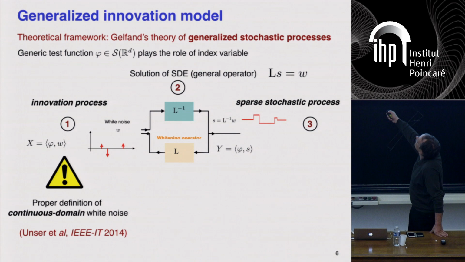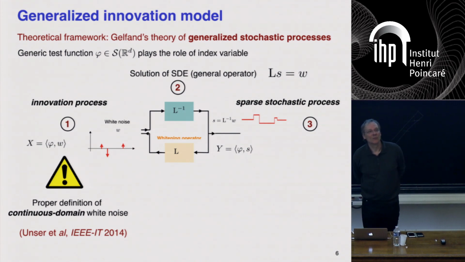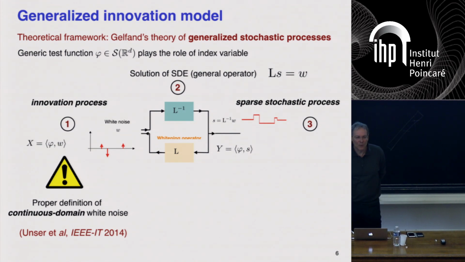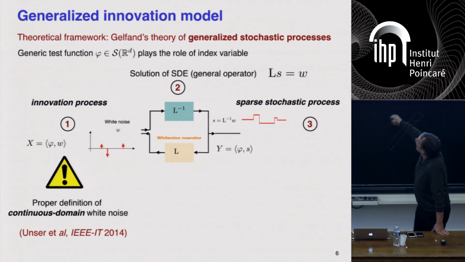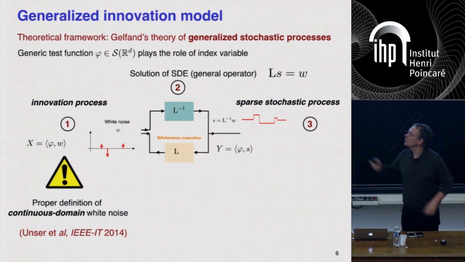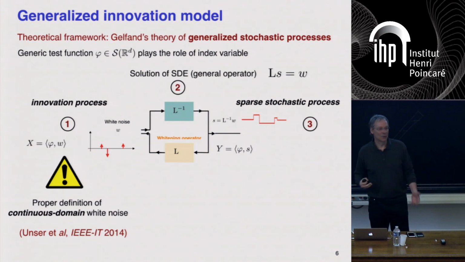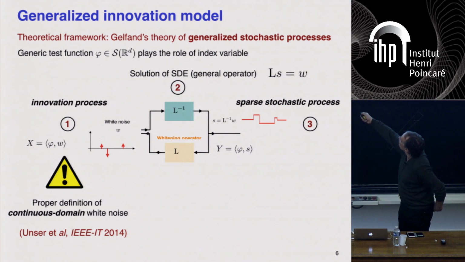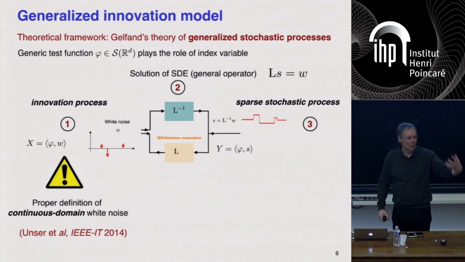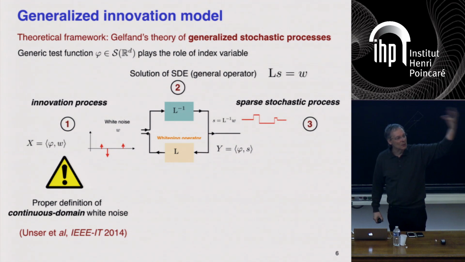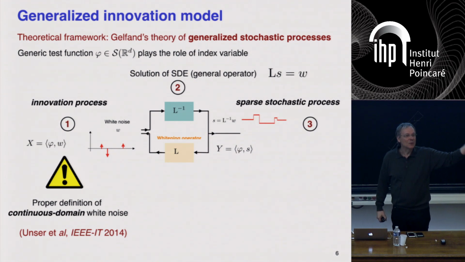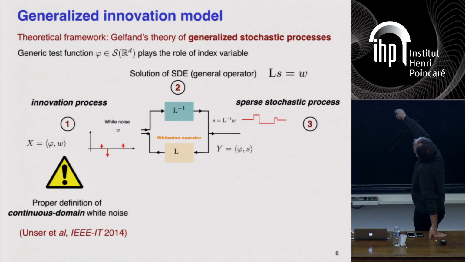They are objects that you can see as random tempered distributions. And you don't look at them pointwise. Actually, what you do, as with a distribution, is look by taking inner products with a test function. If this is a random distribution and you take an inner product with a test function, you get a number, and this number is an ordinary random variable. Okay, so the hard part is in fact to define what is the continuous-domain white noise.